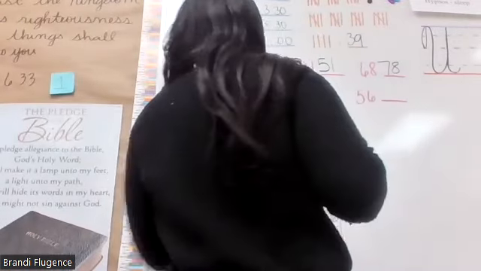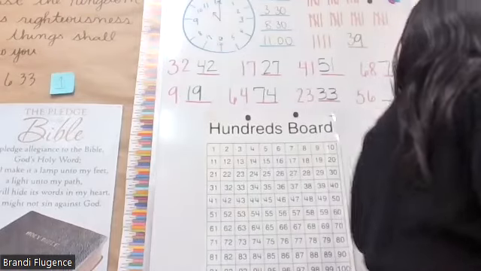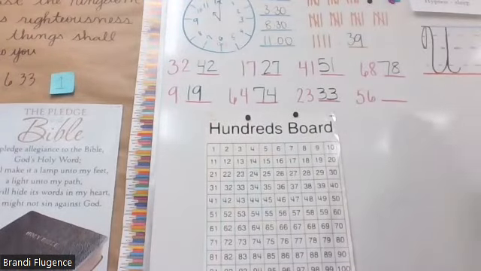Okay? All right. So these are examples of how we find 10 more.